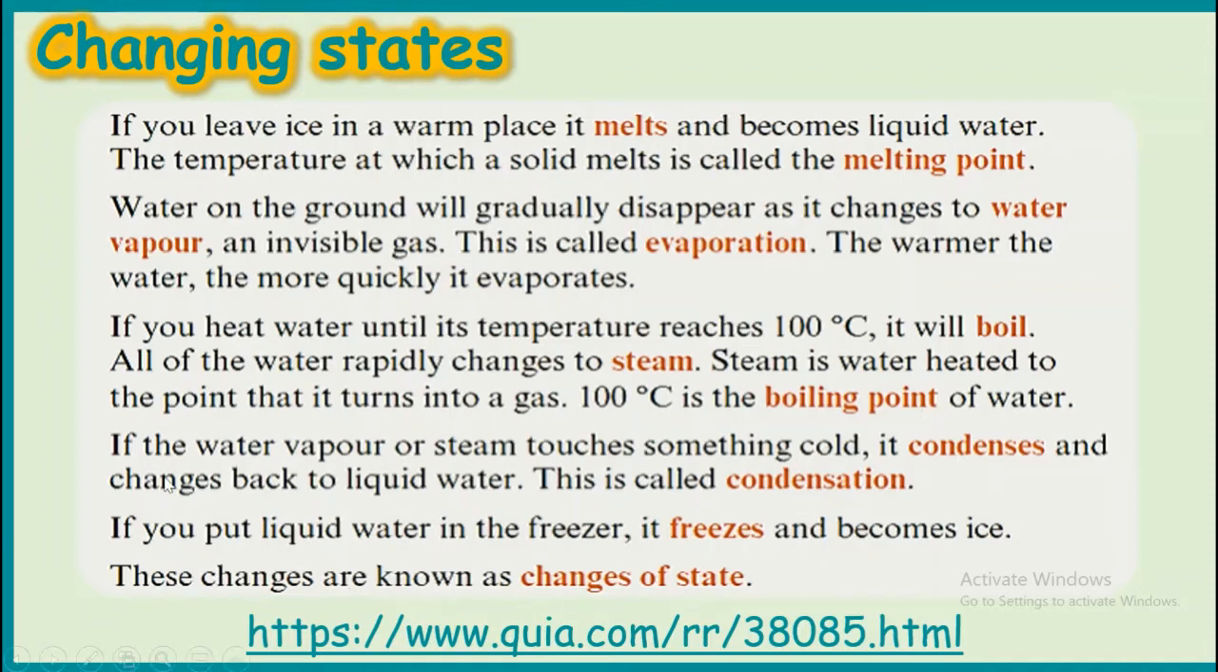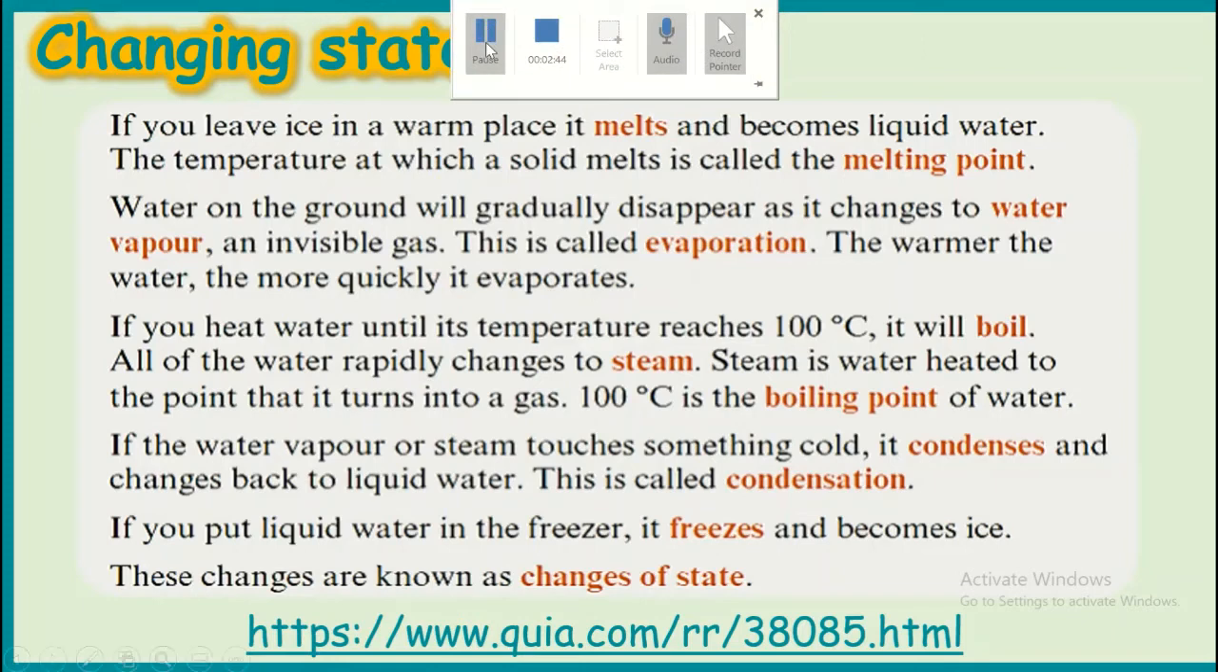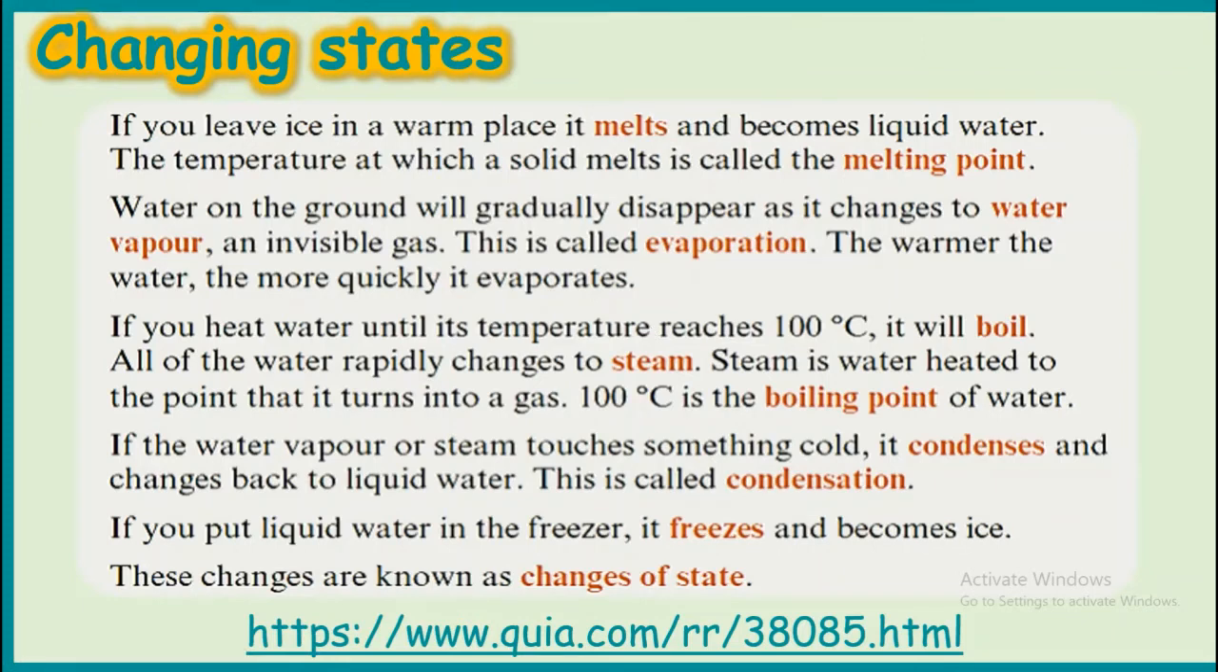point. Next, if the water vapor or steam touches something cold, it condenses. Means when the water vapor or the water steam touches some ice or some other cold thing, what happens? Its temperature reduces. It is known as condensation, and when its temperature reduces, it is changed into the liquid form. So when a gas changes to liquid form, then it is known as condensation. Why does condensation happen? Because of the reduction of temperature, so the temperature is reduced and the gas is converted to liquid form.